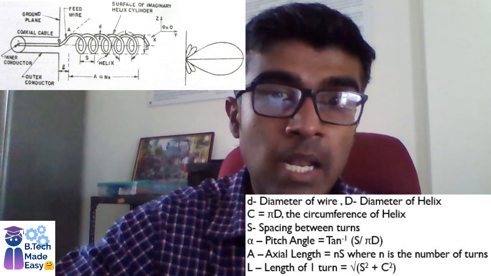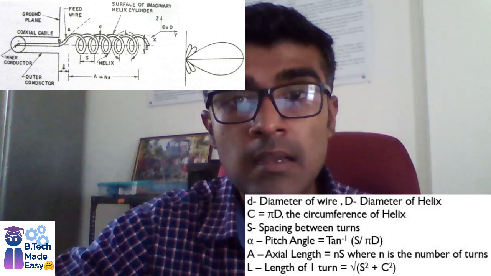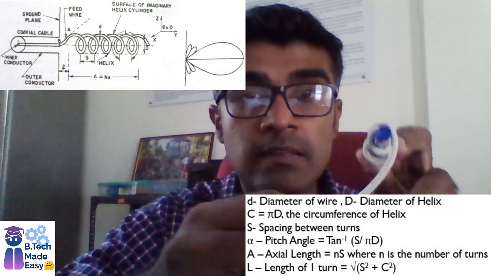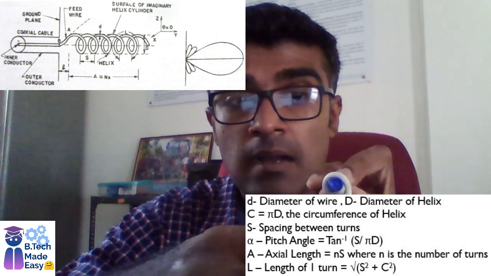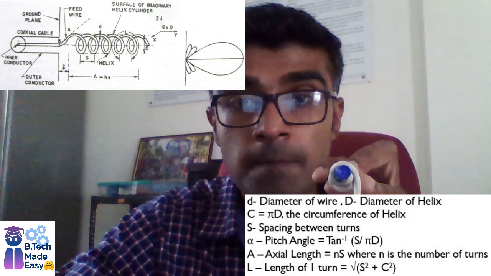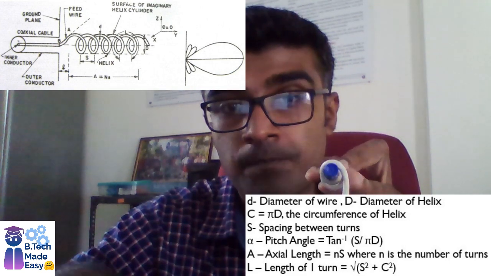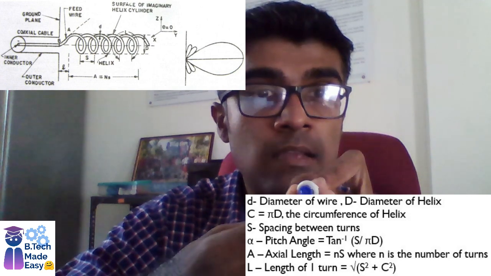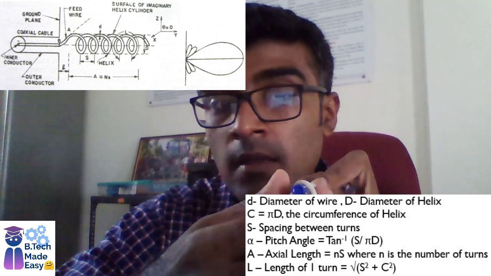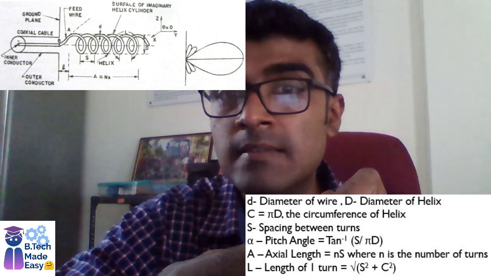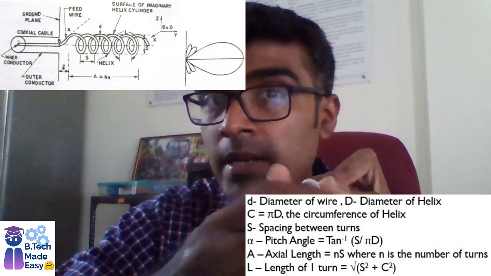Now there is another parameter, that is capital letter C, the circumference of the helix. You might have already learned in school how to calculate the circumference if you know the diameter, that is pi into d. That is why C is given as pi into capital letter D. Always keep it in mind. If we are telling something regarding the helix, then we will always be taking capital letter D alone.